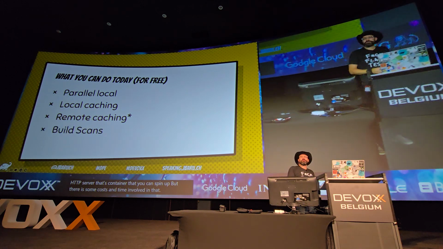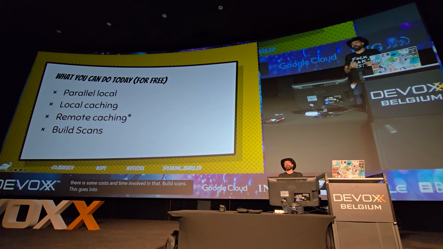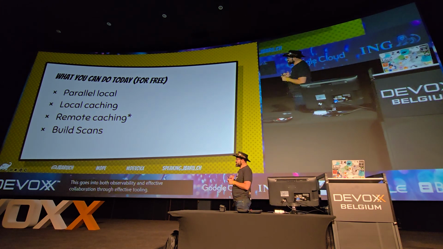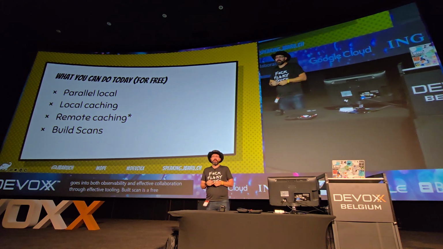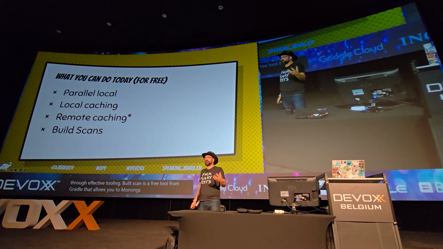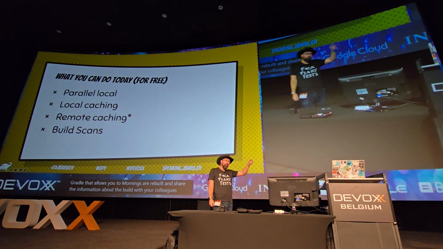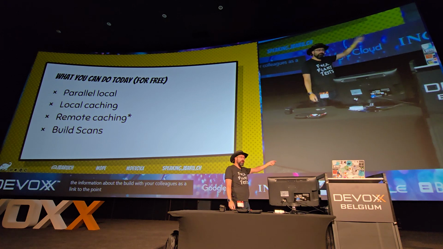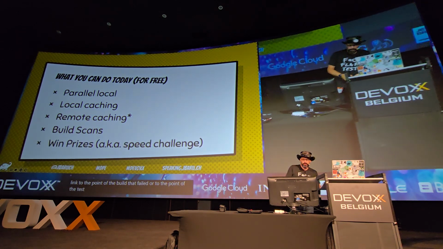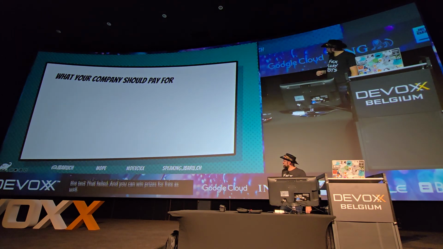Build scans. This goes into both observability and effective collaboration through effective tooling. Build Scan is a free tool from Gradle that allows you to monitor the build and share the information about the build with your colleagues as a link to the point of the build that failed or to the point of the test that failed. And you can win prizes for free as well, and that's coming.